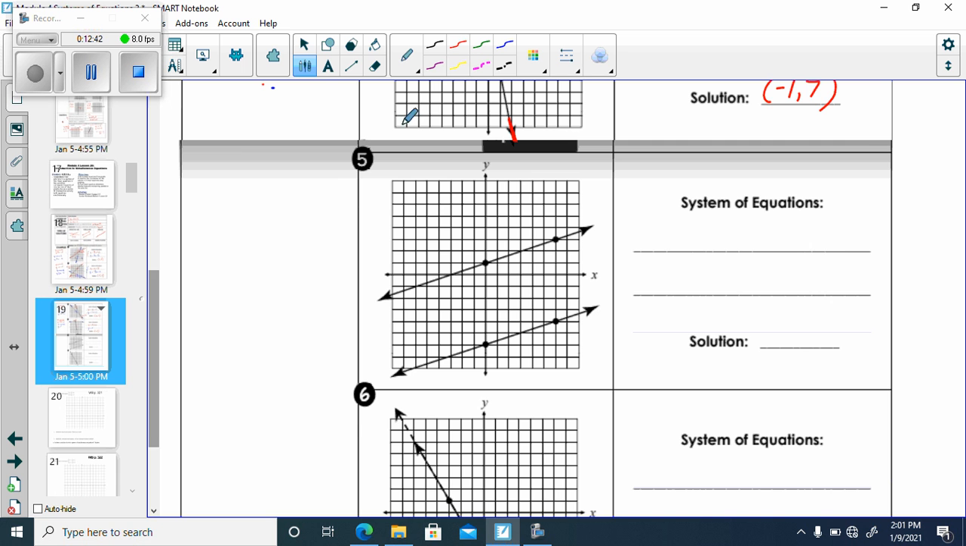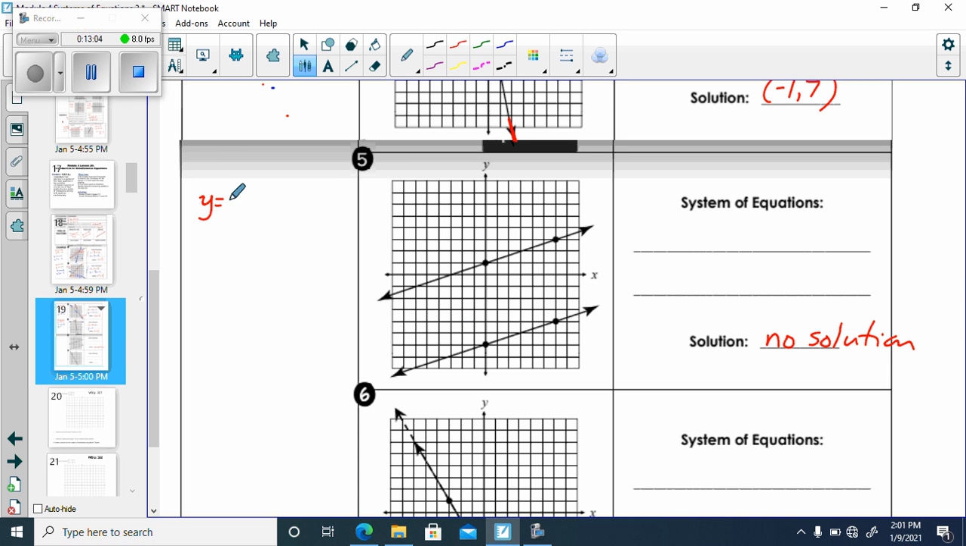Now let's look at these two. What's the solution for this one? They don't intersect at all, so there is no solution, right? It's not 0, it's no solution because there's no point where they intersect. They're parallel.